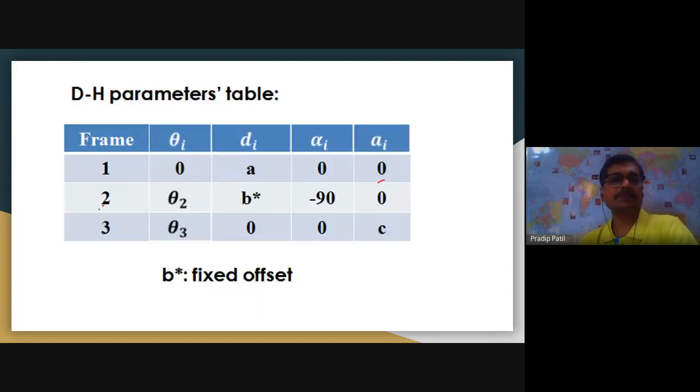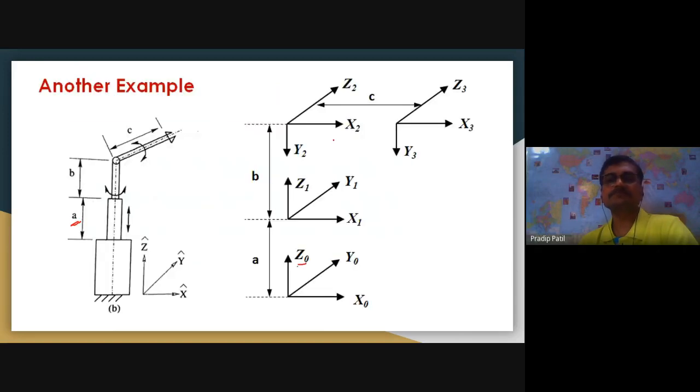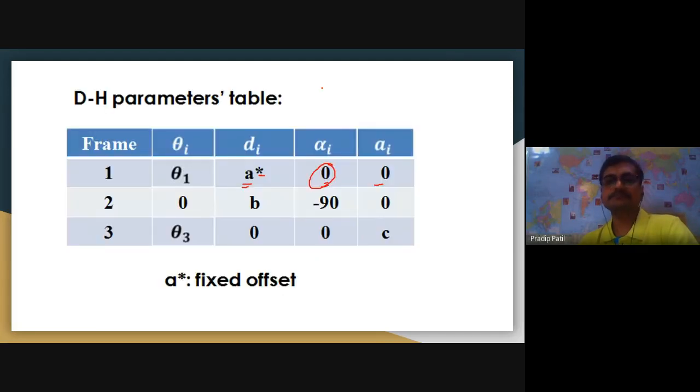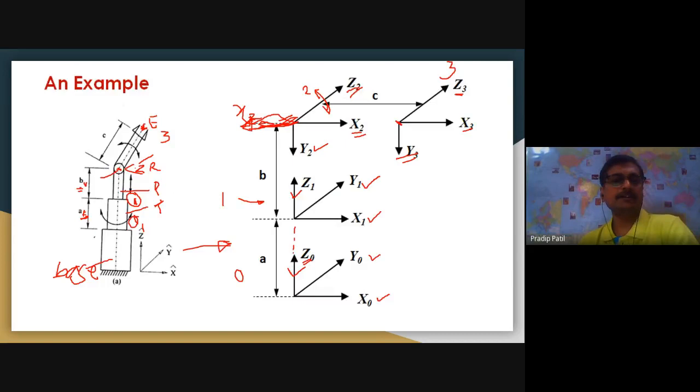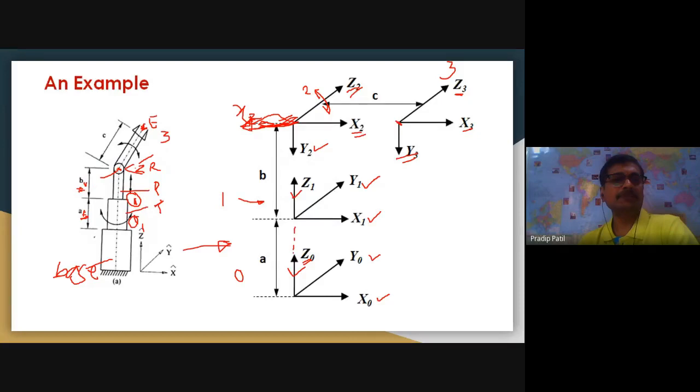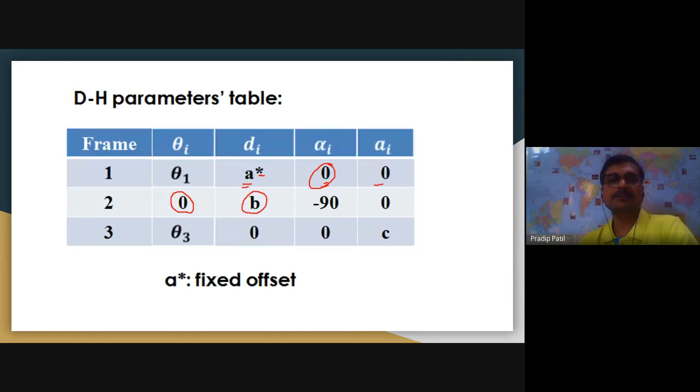Now coming to the next frame, frame 2. Over here, the joint angle theta 2 will be a variable. Sorry, this is a prismatic joint. For a prismatic joint, there won't be any theta i, but there will be a variable b, which is moving up and down. So this variable b is measured for di.